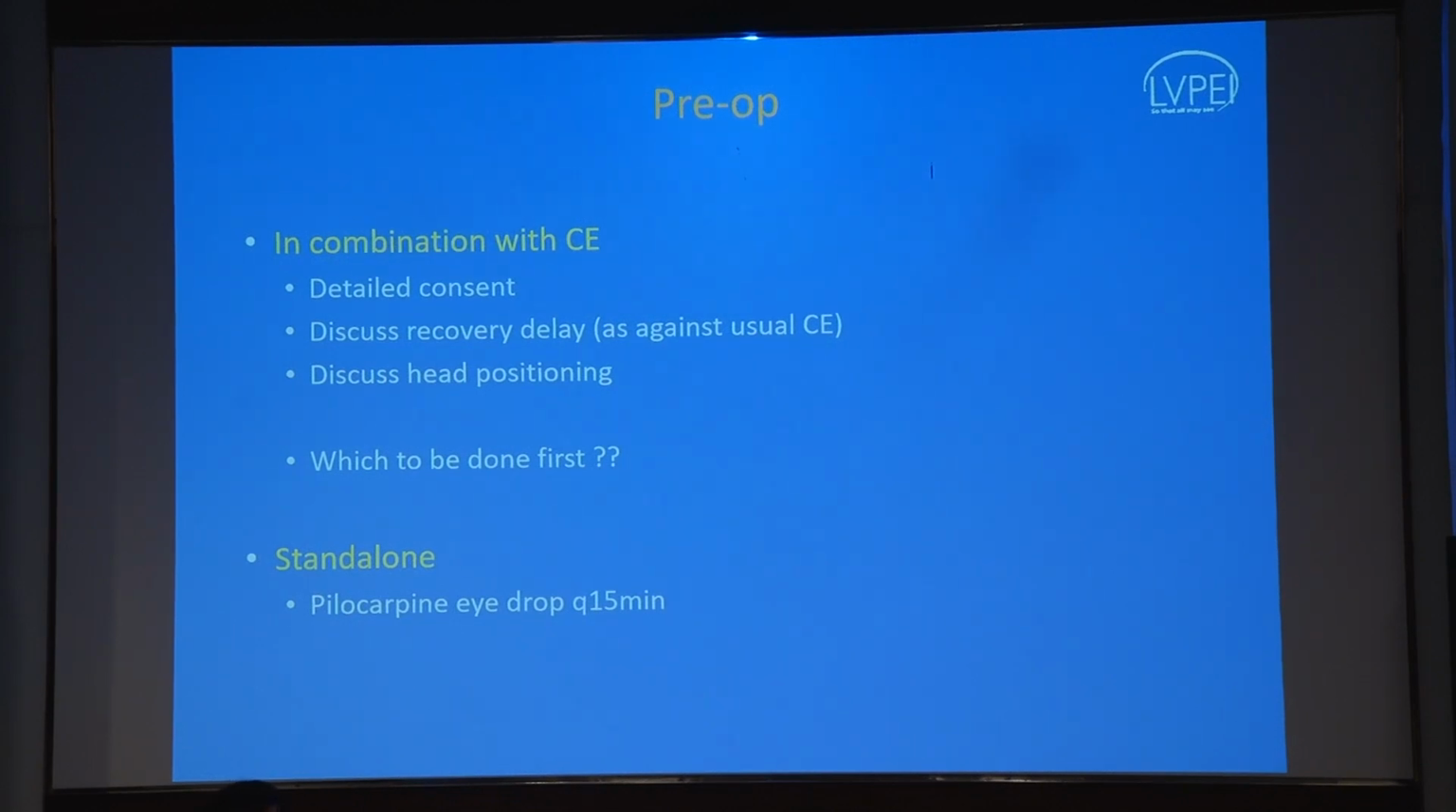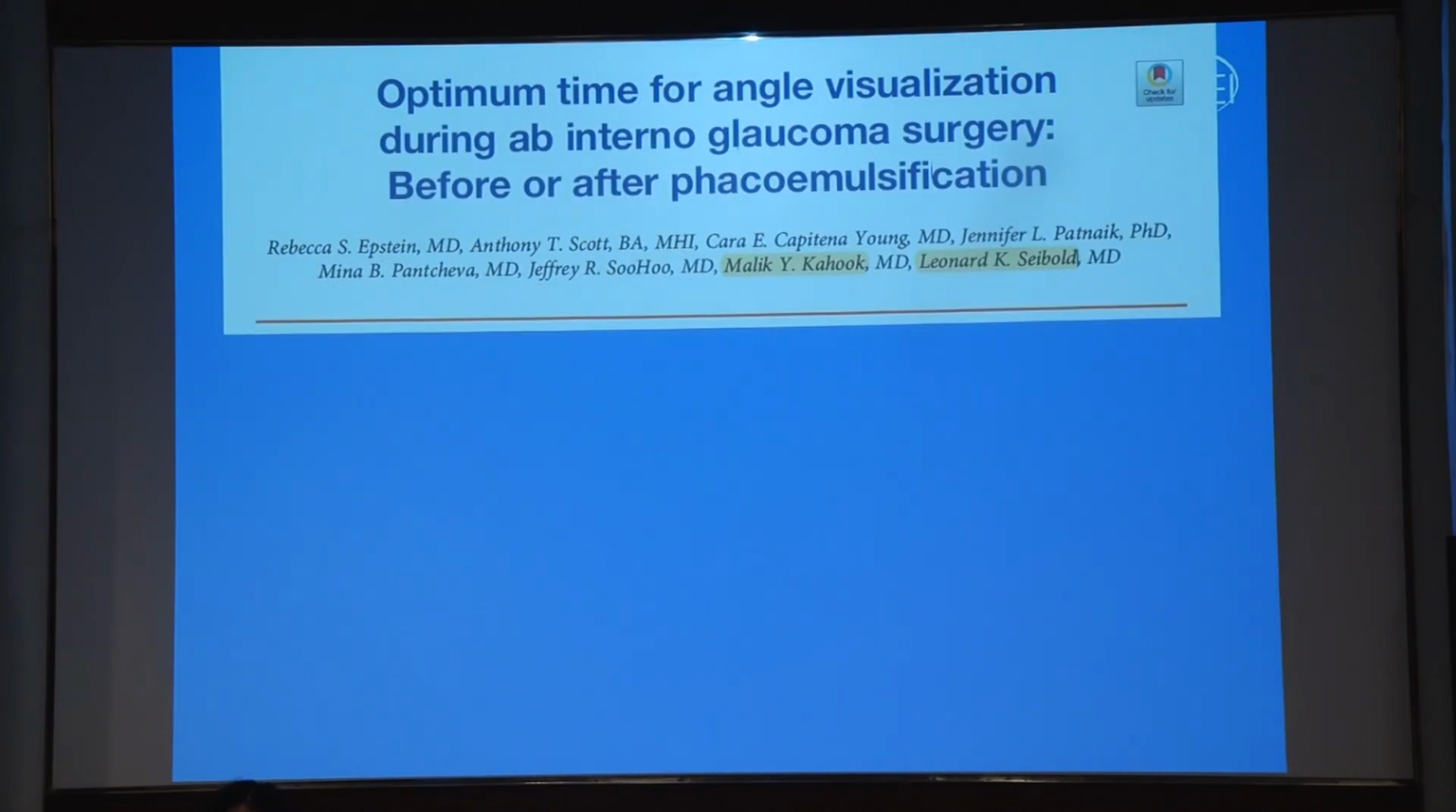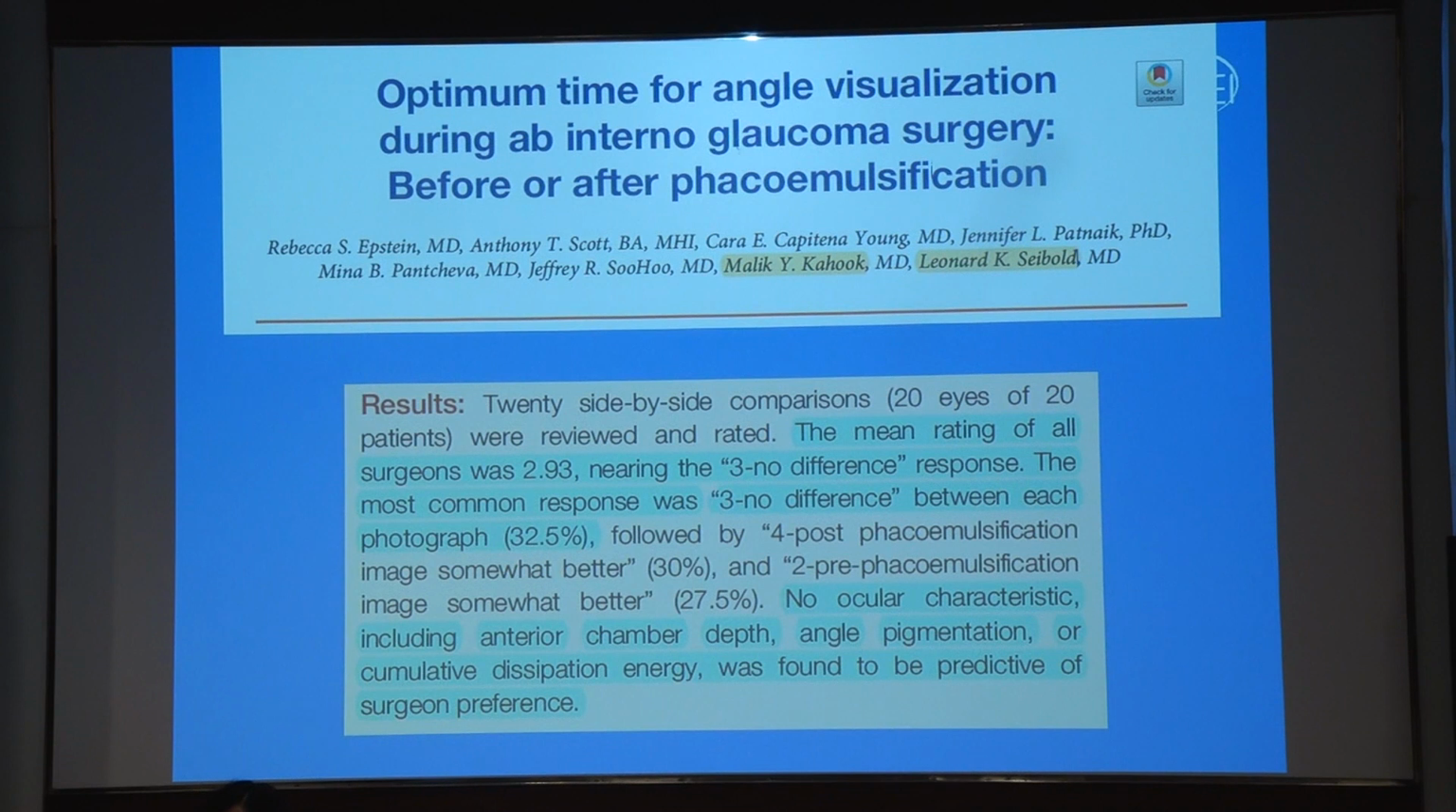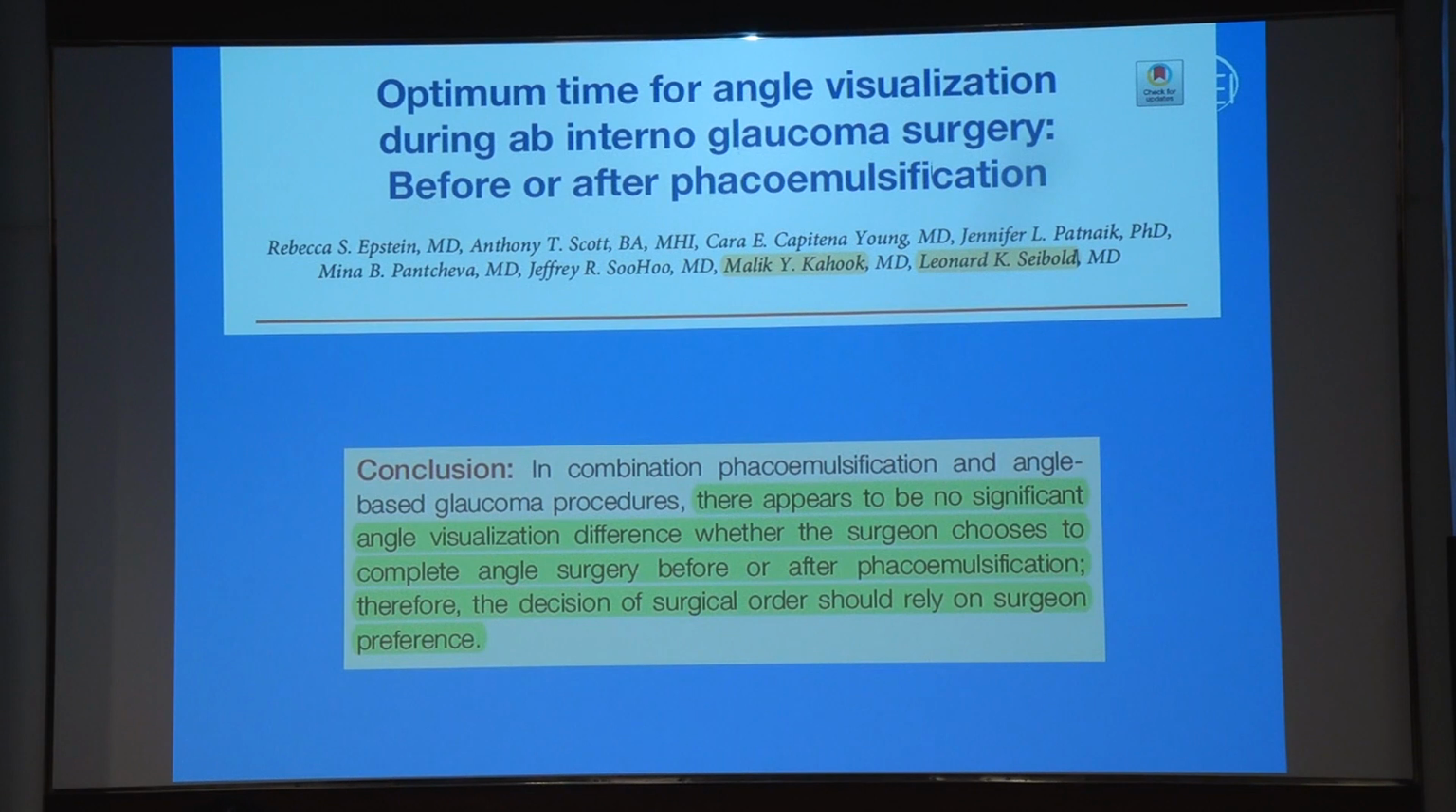And which to be done first, I will just go to the next slide. When done standalone as a GATT alone, preoperatively you can use pilocarpine to constrict the pupil and then enhance the visualization of the angle. So this publication by Cahook et al. looked at which to be done first, either cataract surgery or the MIGS procedure, when done as a combined procedure. They saw that there appears to be no significant angle visualization difference whether the surgeon chooses to complete angle surgery before or after phacoemulsification.